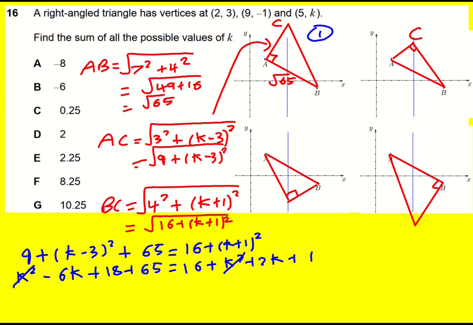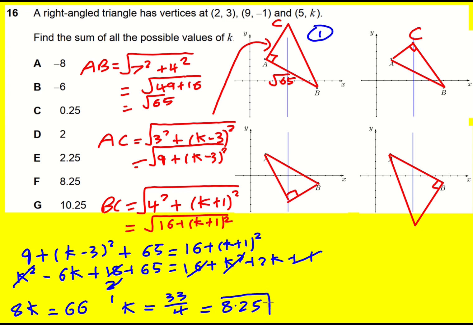So k squareds cancel. I can minus 16 to give 2 here, minus 1 to make it 1. I'm going to get 8k equals 66. So then k is going to equal 66 over 8, which is 33 over 4. So that's my first option, which as a decimal is 8.25, because 32 over 4 is 8. I put a little box around that one so I don't forget about it. So that was 1.